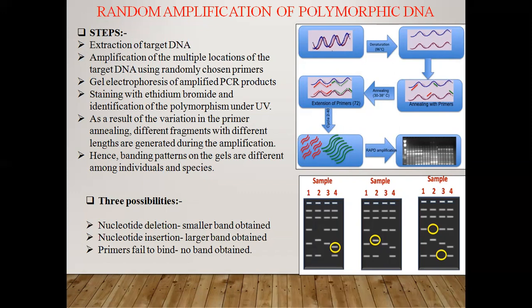Like there are different fragments having different lengths. I have depicted here that there can be three possibilities. First is nucleotide deletion, where a smaller band is obtained. If a nucleotide is removed, the weight is reduced a little bit, so a smaller band is obtained. Then nucleotide insertion, where a heavier band is obtained, and if primers fail to bind somewhere, then no band is obtained. So these banding patterns on the gels are different among different individuals and species.